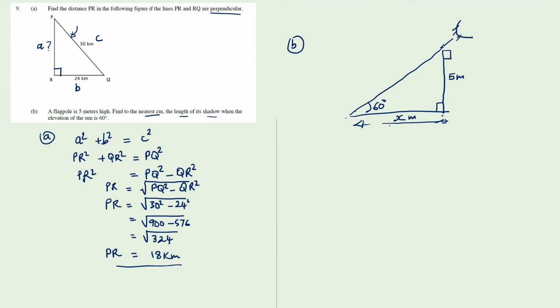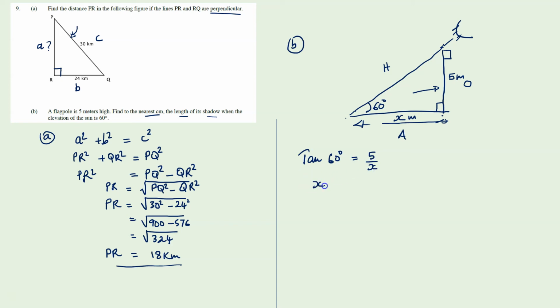Again, you need to know how to label the sides. I've got this angle, and for this angle, this side is the opposite. This is always the hypotenuse, which is opposite the 90 degrees. And this side is going to be the adjacent. So now I can see I've got the opposite and I'm looking for the adjacent, which I called x. Okay, so what can I use? Opposite and adjacent. I can use tan. So tan 60 degrees is going to be equal to 5 over x.